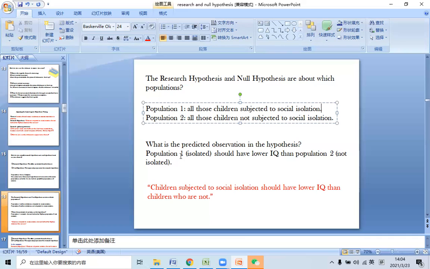And then your prediction. What is a prediction based on the theory? Your prediction is that population one, the kids isolated, should have a lower IQ than population two, the kids who are not isolated. This is your research hypothesis or alternative hypothesis. You are trying to support this hypothesis.